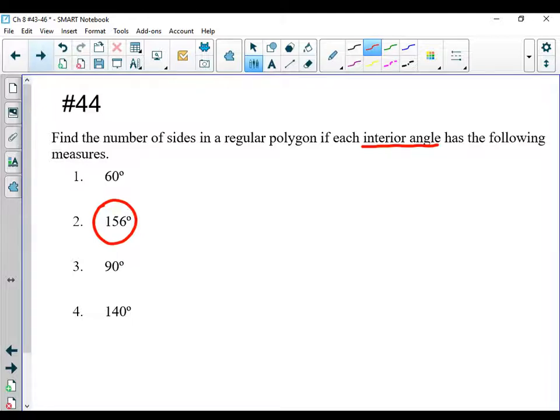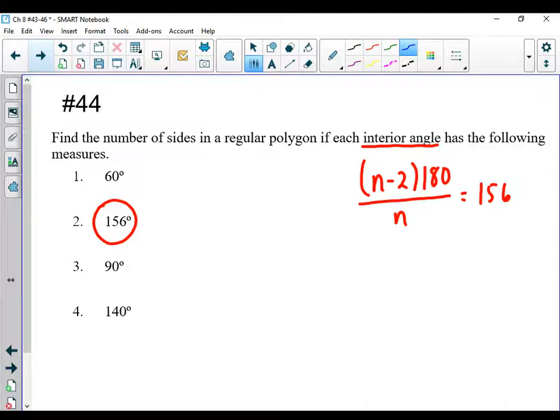Well, let's kind of think through what we would need to know to find the number of sides. Well, if we knew the interior angle sum, which would be n minus 2 times 180, I could take that interior angle sum and divide it by how many sides we have. And that should give me what each interior angle would be. Well, for number 2, that's 156. So essentially, I'm trying to solve this equation. So how can I solve this equation?